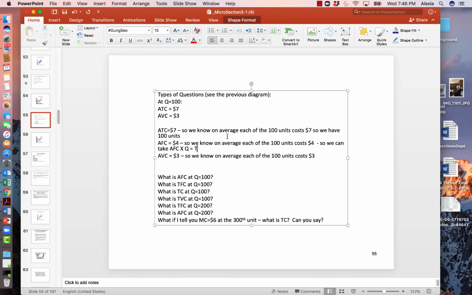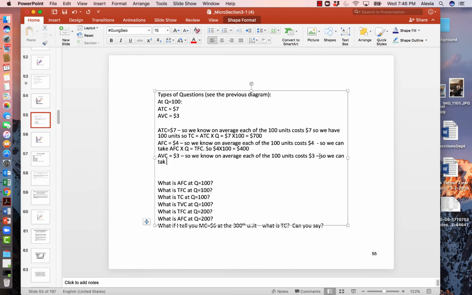How do we get total cost? Well, we know average total cost is $7. So on average, each of the 100 units costs $7, so 100 times 7 is $700. Or if you prefer the formula, average total cost times Q equals your total cost. How do we get total variable costs? Well, we know on average, each of the 100 units costs $3 in variable costs.